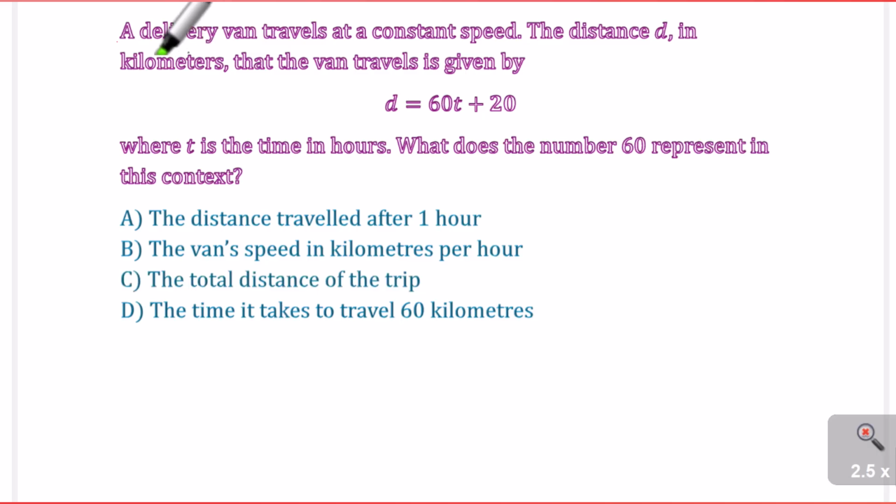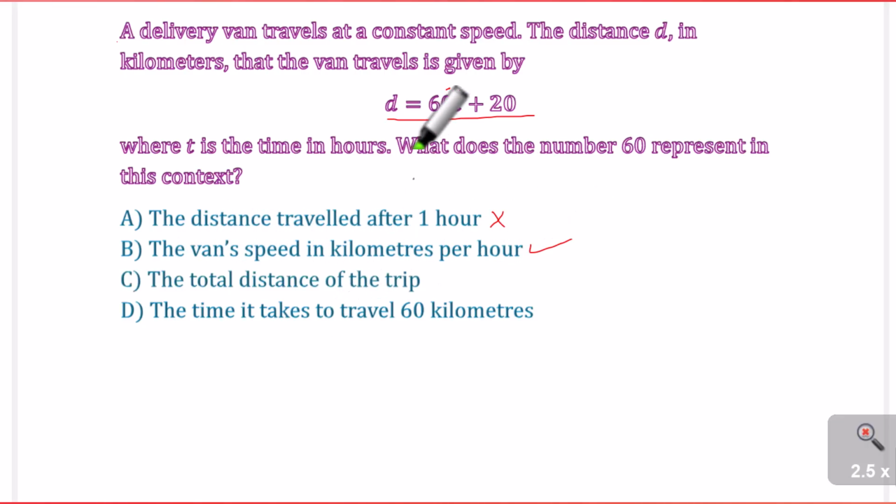Here the question says that a delivery van travels at constant speed. The distance d in kilometers that the van travels is given by this formula, d is equal to 60t plus 20, where t is the time in hours. What does the number 60 represent in this context? So, what does the 60 mean? A. The distance traveled after 1 hour, it is not. B. The van's speed in kilometers per hour.